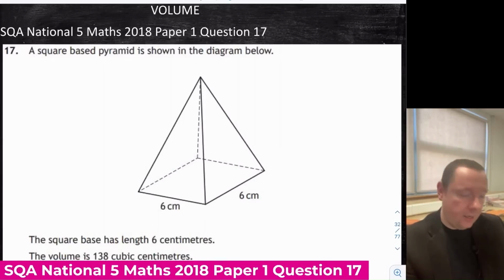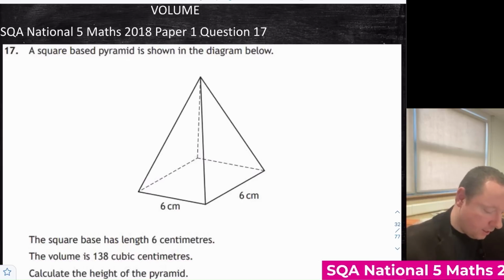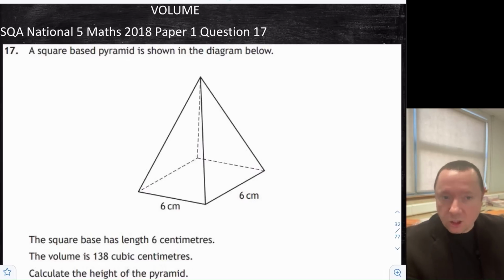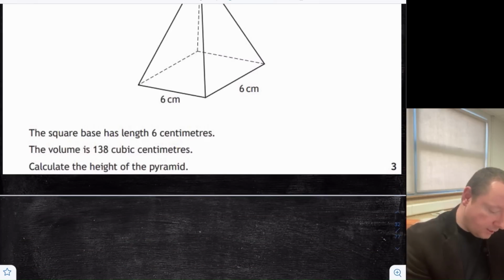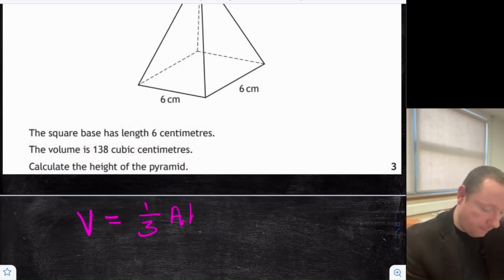Now, a volume question, SQA National 5 Maths 2018, Paper 1, Question 17, had this one. A square-based pyramid is shown in a diagram. The square has a base length of 6, and the volume is 138. Calculate the height. So this is a working backwards volume question. So, maths stages, there's a few ways you could do this, but maths stages is always to write down my formula, then work backwards. So from the start of the exam paper, the volume of a pyramid is 1/3 times the area times the height.